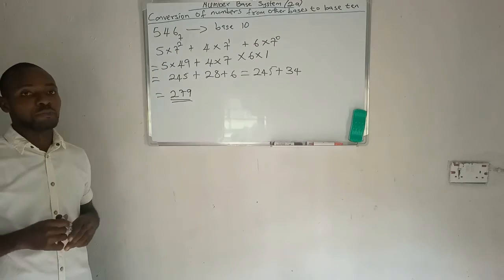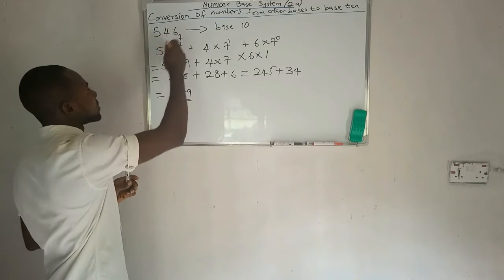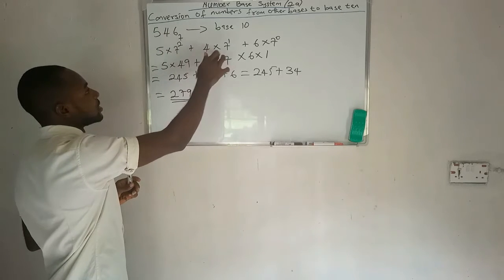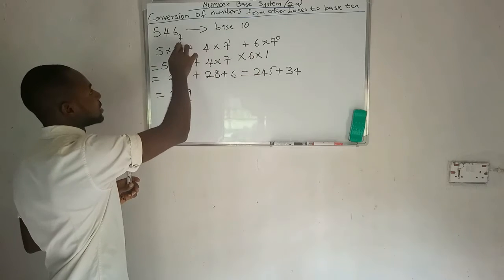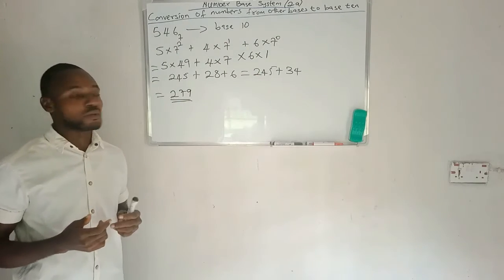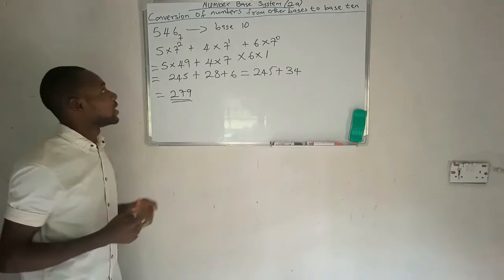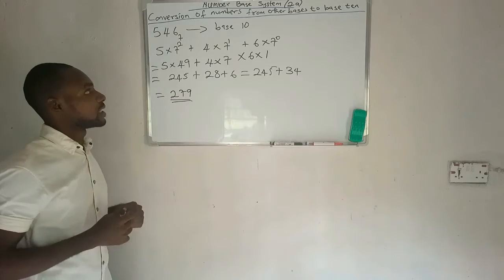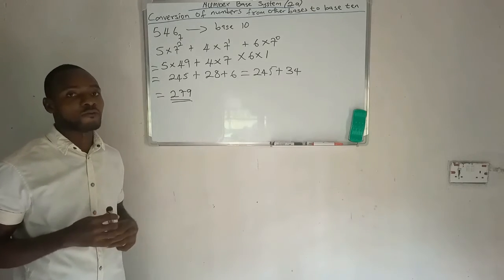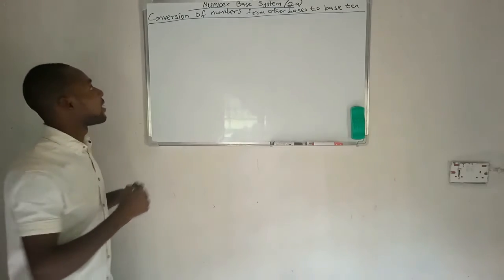So let me repeat the process again. The first thing that we'll do is we multiply each of the numbers with the base, and then add them together, then attach our powers and simplify immediately. We are going to be doing another example so that we'll get more conversant with it. Let's take another example.